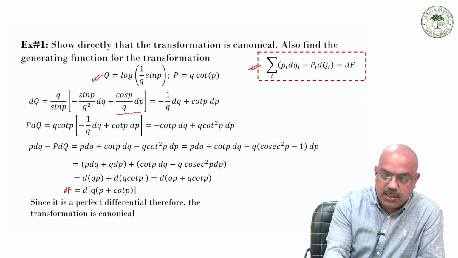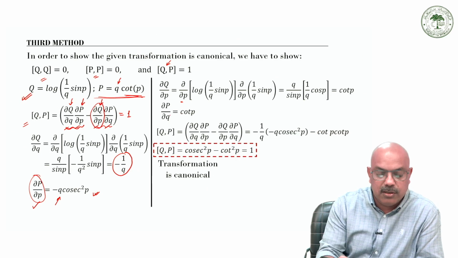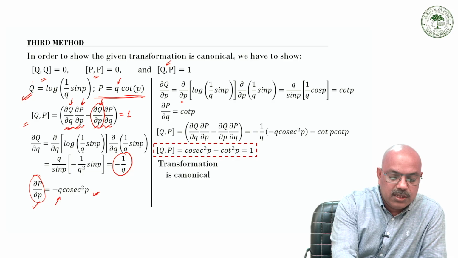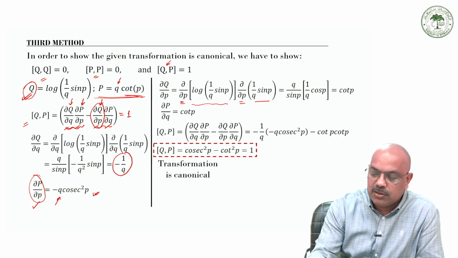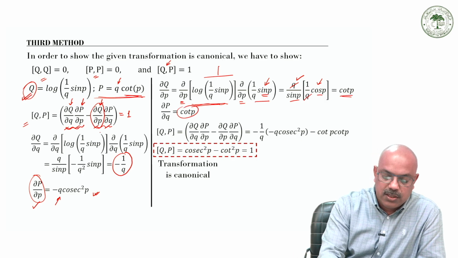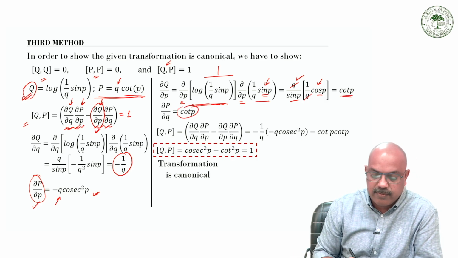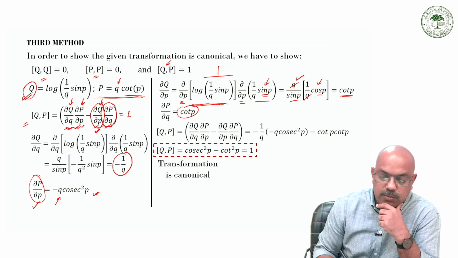So there is no need to calculate it, because when you're differentiating this whole thing with respect to p, this is going to be 1 upon this whole thing. This is going to be q upon sin p, and with respect to p, the sin p is going to be cos p. So the q cancels out, and then cos by sin is going to be cot p. So this is going to be cot p. So this is there, and then what you have is delta P upon delta q. So what is going to be delta P upon delta q?